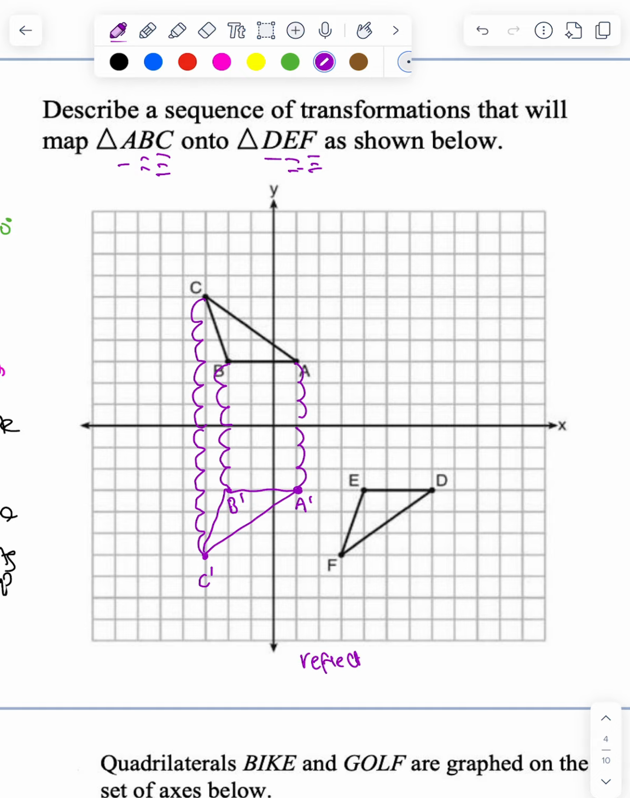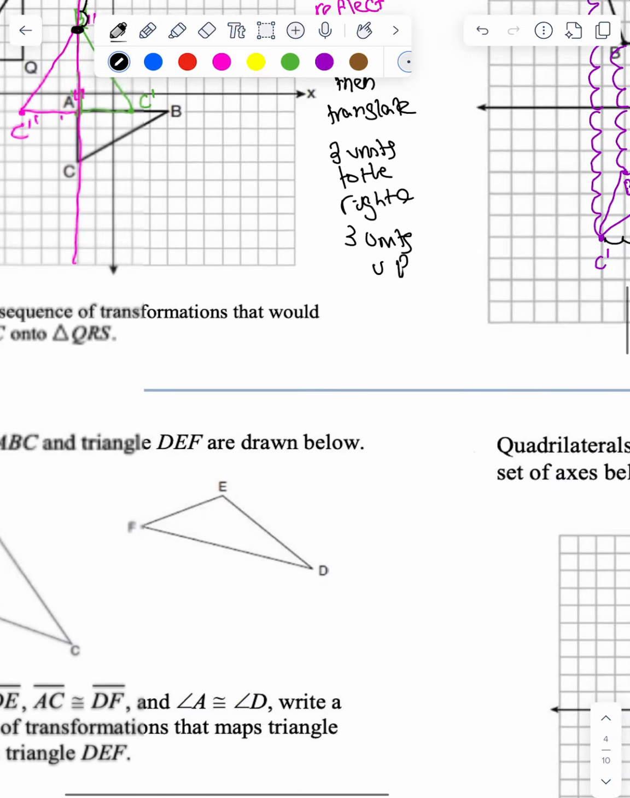Reflect over x-axis. And then since it's oriented correctly and they both look the same, we can simply just shift or translate. 1, 2, 3, 4, 5, 6. Then translate 6 units to the right. We don't need any transformation up and down, just 6 units to the right.